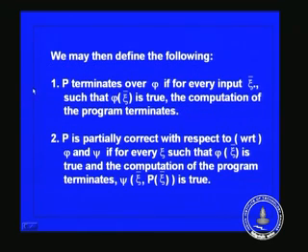Again, as I mentioned to you, what is partial correctness, what is termination, you have to see. You say that P terminates over phi if for every input x bar such that phi x bar is true, the computation of the program terminates. P is partially correct with respect to phi and psi if for every x bar such that phi x bar is true and the computation of the program terminates, psi x bar, P x bar is true.